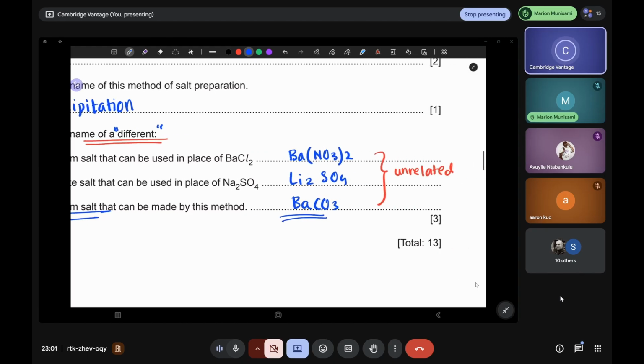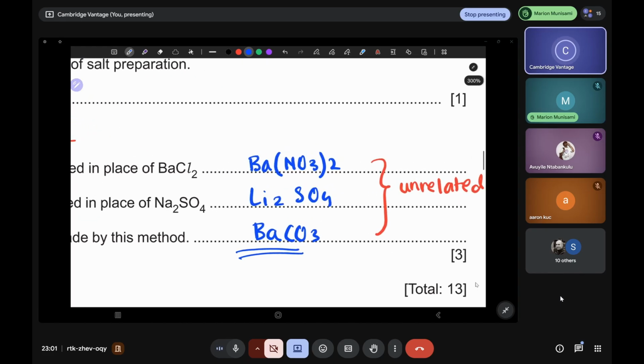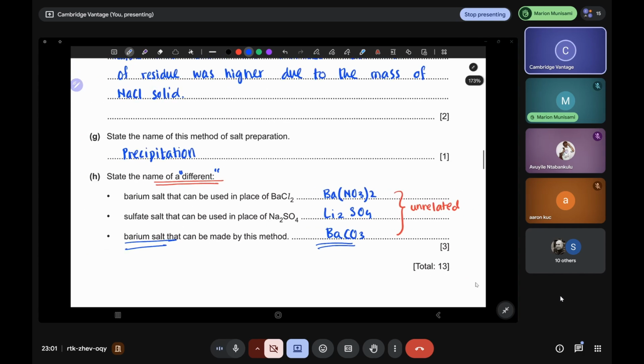And another thing, you might wonder how would I get barium carbonate if I mix barium nitrate with lithium sulfate? The three compounds that we have over here are not necessarily related. They just wanted you to write down different alternatives of the stated compound. Is it clear how we deduced each of them from barium nitrate to barium carbonate?